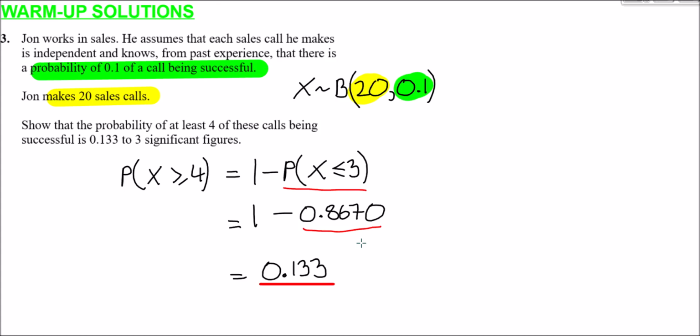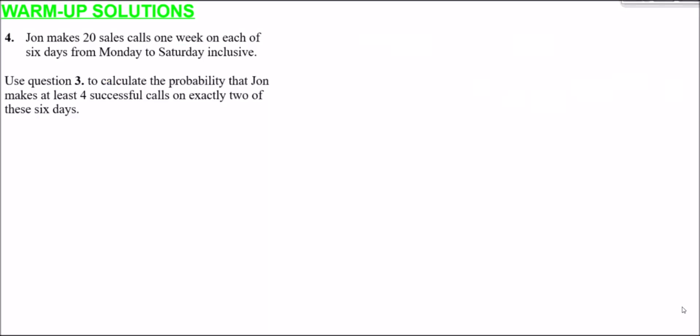Lastly, question 4, which relates to question 3. So here we have John, again, he's going to make 20 sales calls in a full working week on 6 days, Monday to Saturday inclusive. So we're going to use the answer to question 3 to calculate the probability that John makes at least 4 successful calls on exactly 2 of these 6 days. So this is actually a modified distribution of question 3.